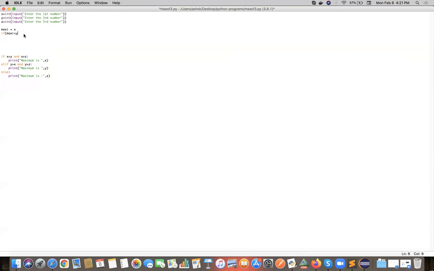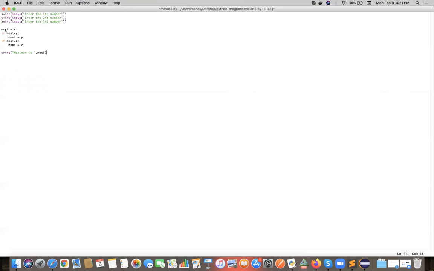That maxi is less than y. So y is greater. So your assumption is wrong. You update your maxi with y. Okay. Again, if maxi is less than z, you update your maxi with z. And finally, print maximum is maxi. So you don't need to put those and conditions and everything with this approach, right?